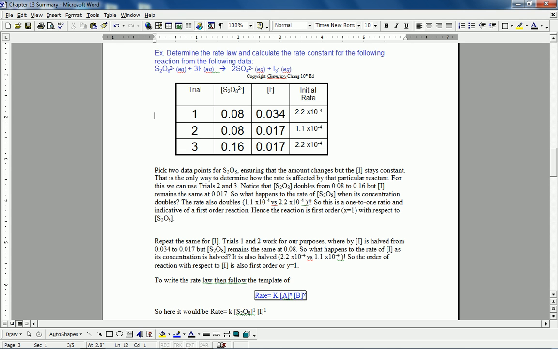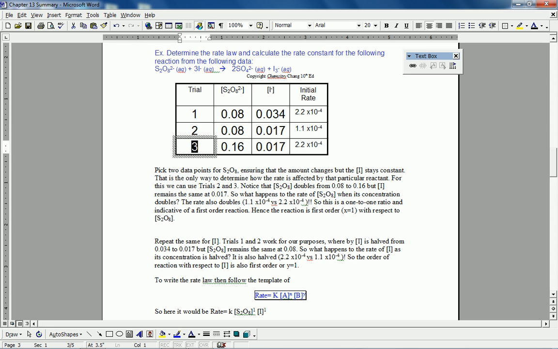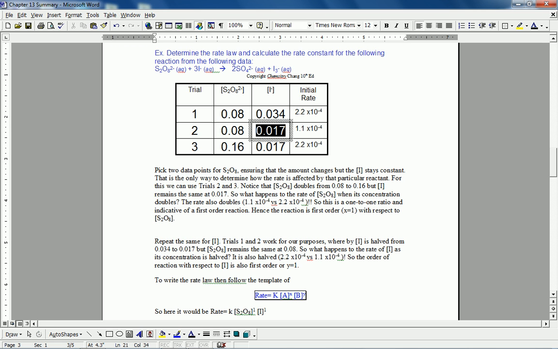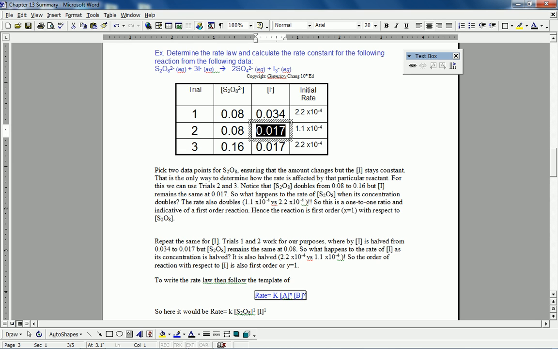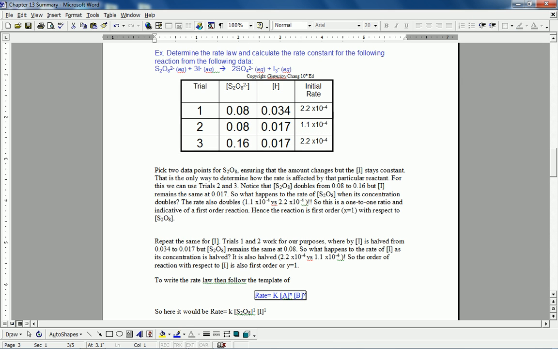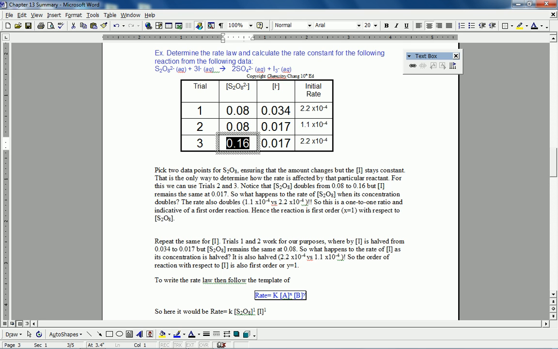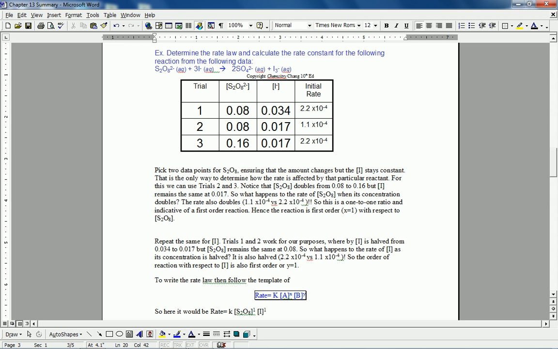So let's start with S2O8, and right off the bat I can see that these two trials, trial 2 and trial 3, will give me a constant value of 0.017 molar for the concentration of I minus. So that's good. I know that for these two points, trials 2 and 3, I minus remains constant. Hopefully that means S2O8 is varying. Yes, it is. It's 0.08 and 0.16. So now, let's see what's happening between trial 2 and 3. We go from a concentration of 0.08 to 0.16. That means the concentration is doubled.